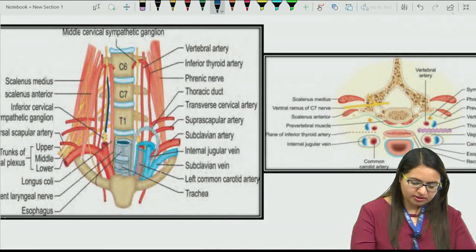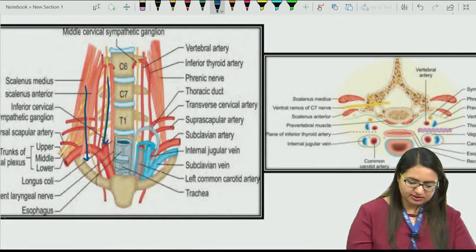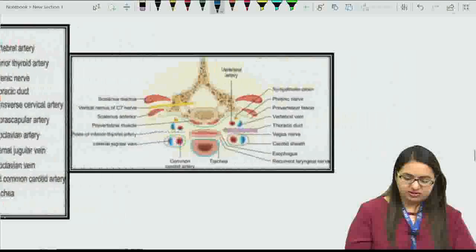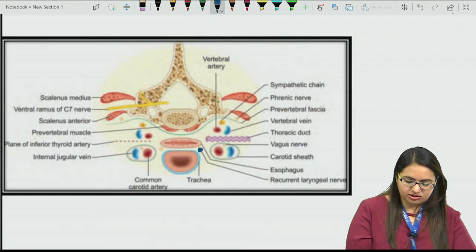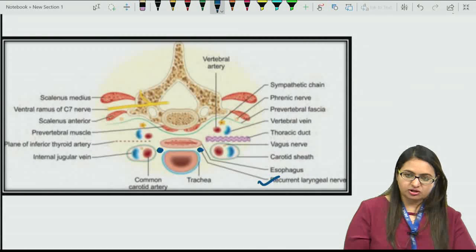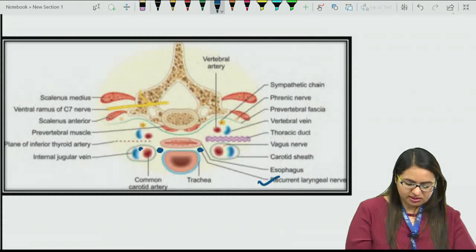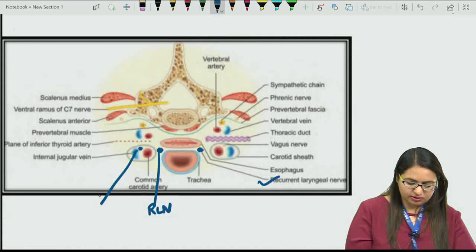This structure over here is a sympathetic trunk. Then the phrenic nerve, which is going like this. And if you see this cut section of the neck, we can see the recurrent laryngeal nerve. This is the position of the recurrent laryngeal nerve, and it is lying in the tracheoesophageal groove. This is the location of the recurrent laryngeal, and this is the location of the vagus nerve.